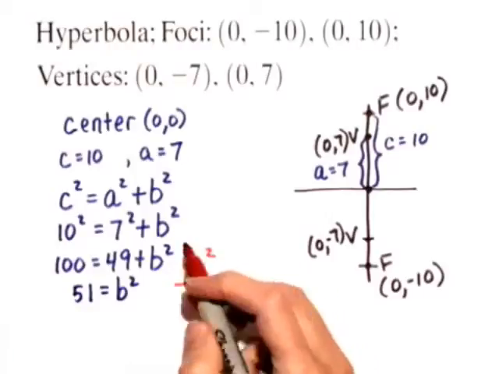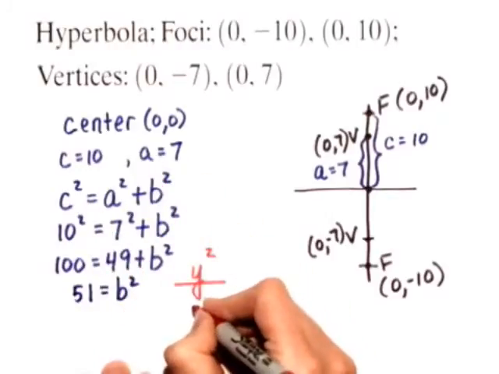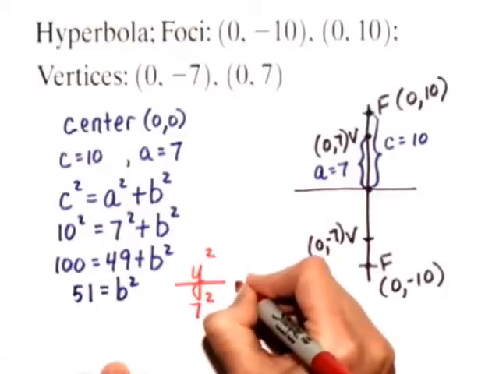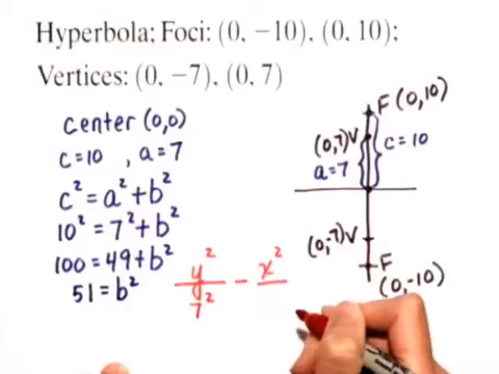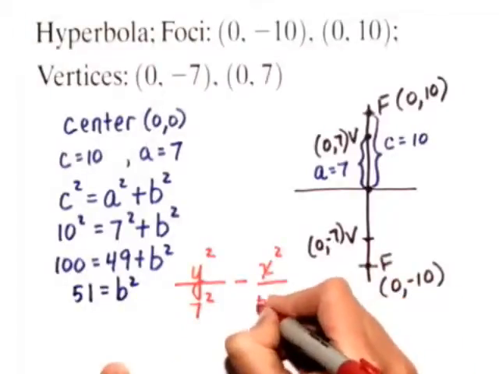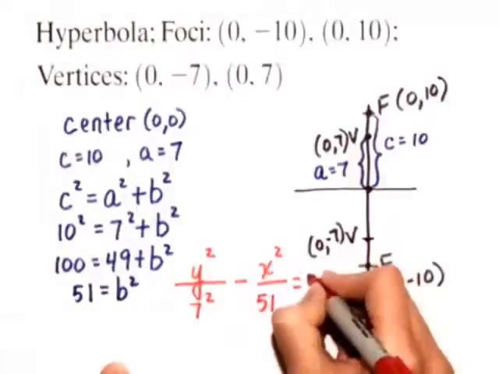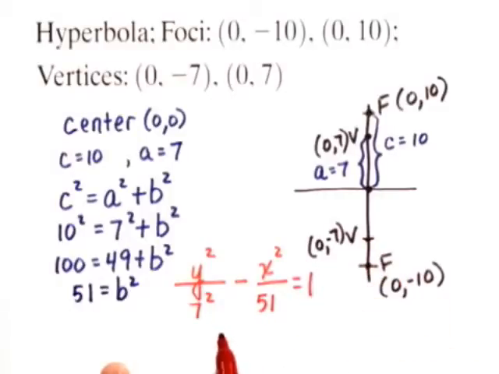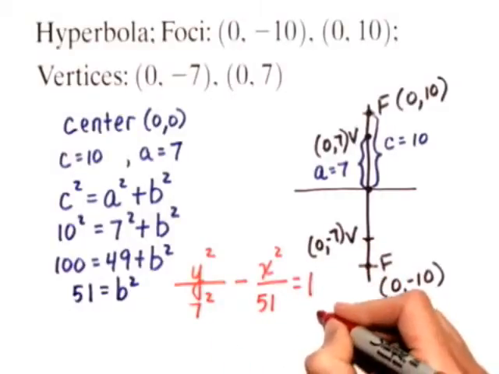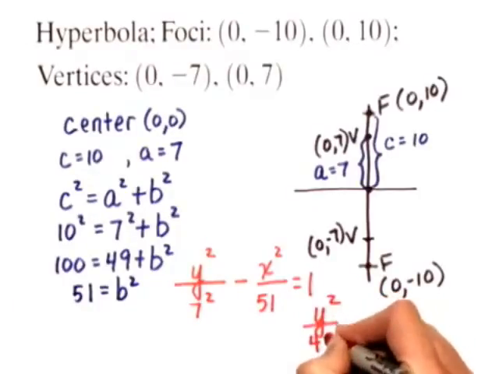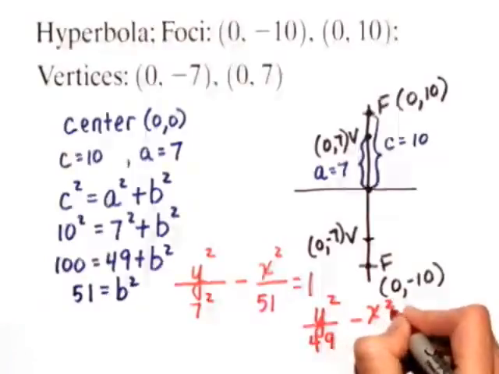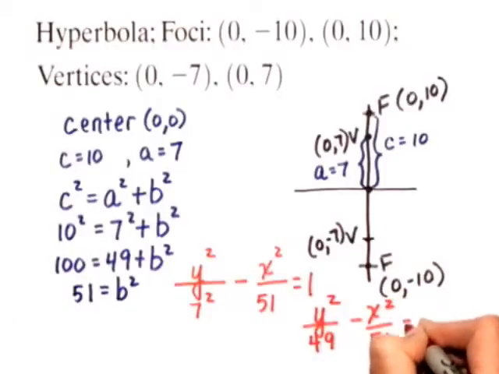So a squared, well, a is 7, so we have 7 squared. There's always a minus sign. We have x squared over b squared, so b squared is 51, and that's equal to 1. I can change the 7 squared to 49, and I'll write my final answer as y squared over 49 minus x squared over 51 is equal to 1. That's the equation of this hyperbola in standard form.